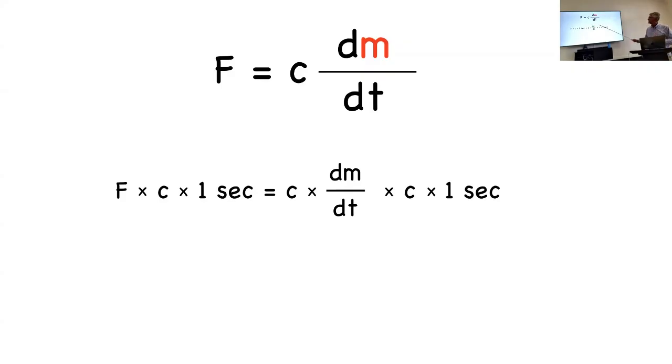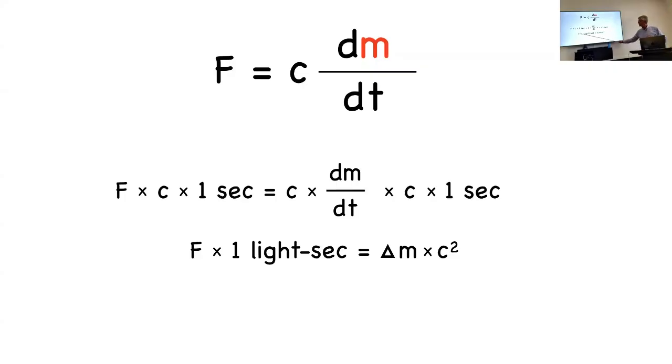And on the right, look what we can do. We can multiply this c by this c. That's c squared. And dm by dt, that's the rate of change of mass per unit time. If we multiply by 1 second, we find out how much the mass has changed. We'll call that delta m. So close to the speed of light, we've got force times 1 light second on the left, delta m times c squared on the right. This is the kinetic energy. And so we can say that the change in kinetic energy is the change in the mass times c squared. There you are. That's where it comes in.